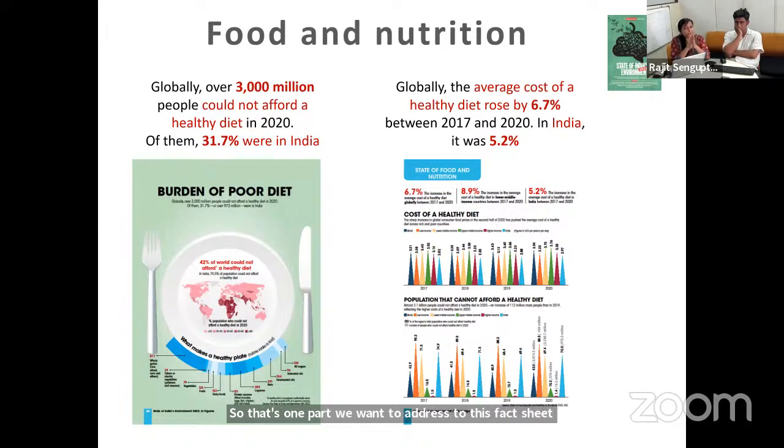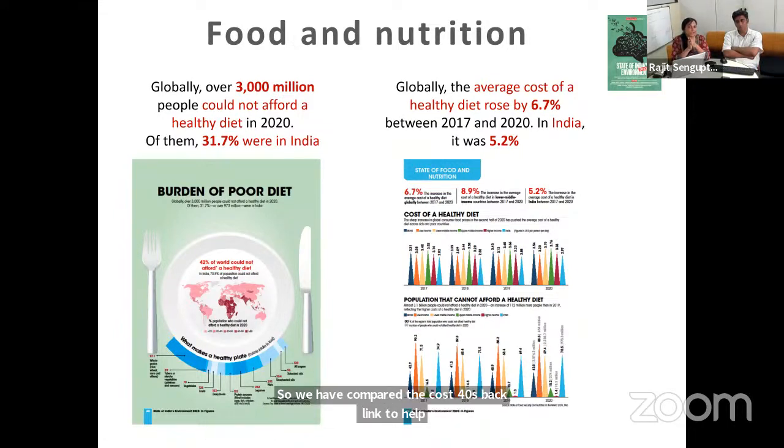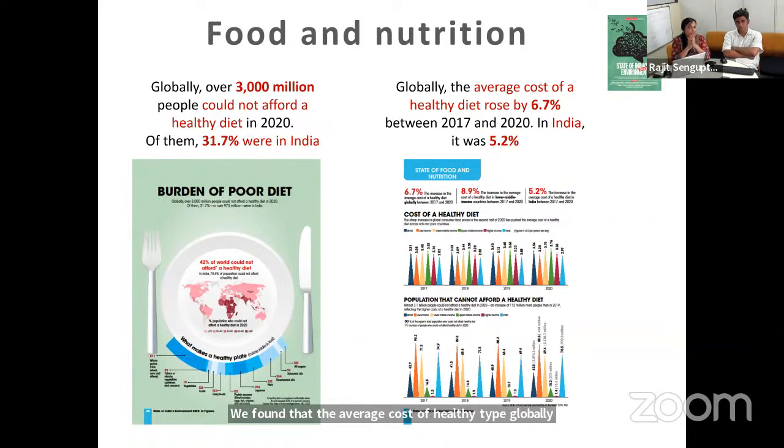At the same time, while you can't afford a healthy diet, food inflation is what we need to take note of. And this was a global crisis, as most of us know. So we have compared the cost, the food inflation impact linked to a healthy diet, globally and in the country as well. We found that the average cost of a healthy diet globally went up by 6.7% between 2017 and 2020. But in our own country, it was 5.2%, which is not less if you see the global picture. So this clearly shows that food inflation is what we need to take note of.